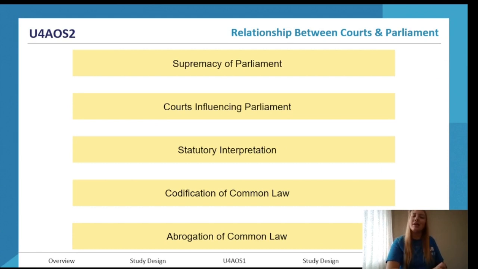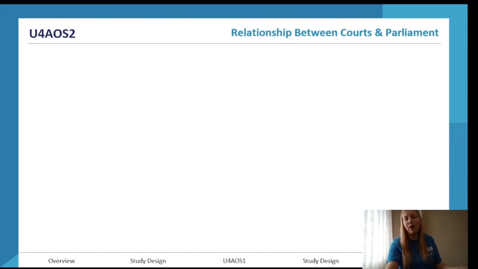Another difficult concept we'll go through. So the relationship between courts and parliament, how they influence each other. Supremacy of parliament, it's very straightforward. Parliament is the supreme lawmaking body. Courts' ways of influencing parliament: statutory interpretation, another way that courts influence parliament, and codification and abrogation of common law, which is done by parliament.